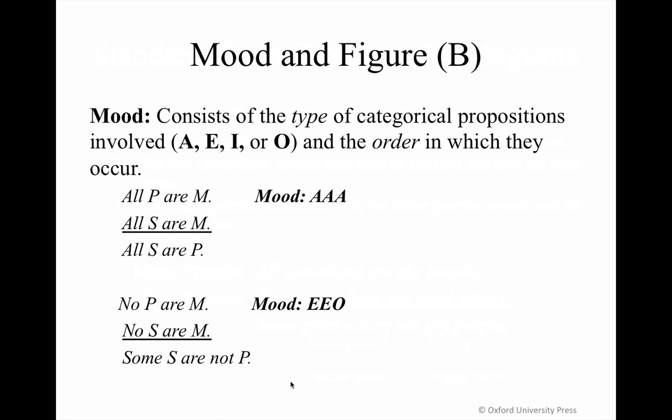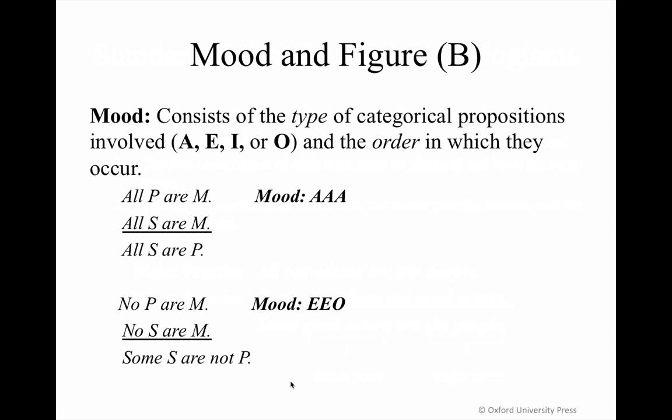So when your argument is in standard form, you reflect the mood by way of the order of major premise, minor premise, and conclusion's categorical proposition type. Namely, the type is A, E, I, or O for each. So in the argument all P are M, all S are M, all S are P, you have three universal affirmatives, so the mood of the argument is A, A, A.